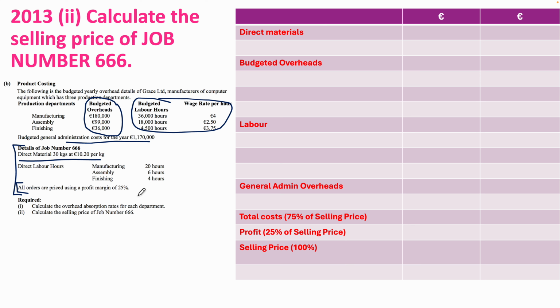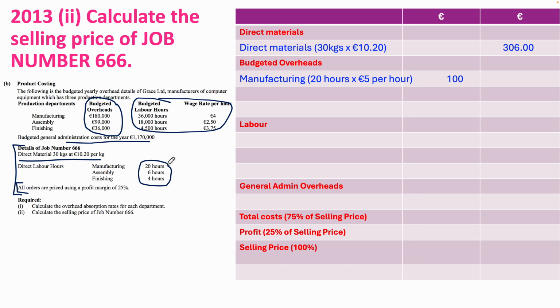So direct materials, 30 kgs at €10.20 per kg. That's €306. Next, then we'll look at the budgeted overhead. So we worked out the rates in the last part, okay? And what we're going to do, we're going to multiply them by the 20 hours, 6 hours, and 4 hours. So this is what we got in part one, our €5 per hour, our €5.50 per hour, and our €8 per hour. So that works out to be €100, €33, €32, and in total €165.